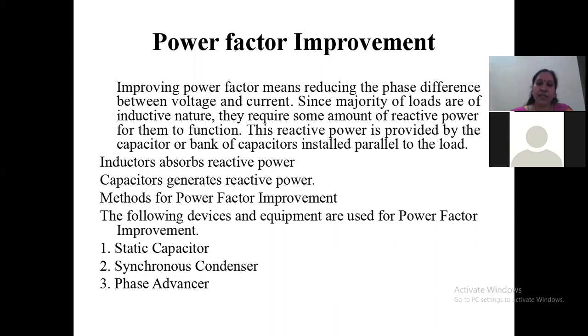So coming to the methods of power factor improvement, we have to provide the reactive power. Then that will improve the power factor of the system. So how can we provide the reactive power? We can use static capacitor, synchronous generator, and the phase advancer. So these are the three equipments used for the power factor improvement.